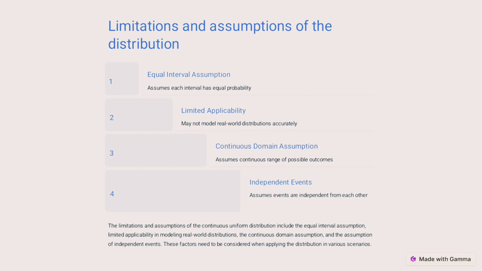Now we are going to see the limitations and assumptions of the distribution. The first limitation is the equal interval assumption, meaning it assumes each interval has an equal probability. The second is limited applicability, meaning it may not model real-world distributions accurately. The third is the continuous domain assumption, which assumes a continuous range of possible outcomes. And the last one is independent events. That's all we saw earlier.